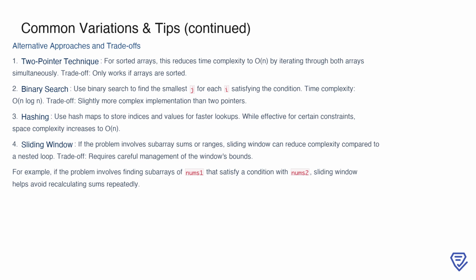Hashing is another option, where hash maps enable faster lookups by storing indices and values. While effective in some scenarios, this approach increases space complexity to O(n). Sliding window techniques are also worth considering, especially if the problem involves subarray sums or ranges. Sliding windows avoid redundant calculations, but they require careful management of bounds to ensure correctness. Each of these methods offers unique advantages depending on the constraints and requirements of the problem.